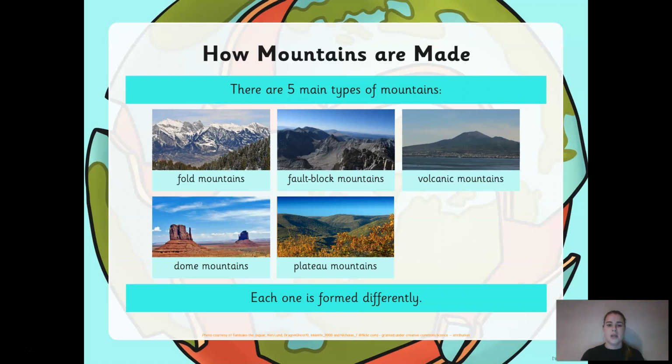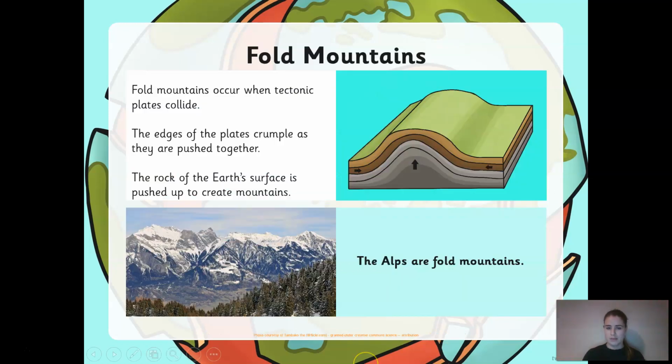So there's 5 different types of mountains. We have our fold mountains, fault block mountains, volcanic mountains, dome mountains, and plateau mountains. So you can see some example pictures here of each of those different types. Now each type is actually formed in a very different way. So today we're going to explore the first 2. We're going to look at fold mountains and fault block mountains.